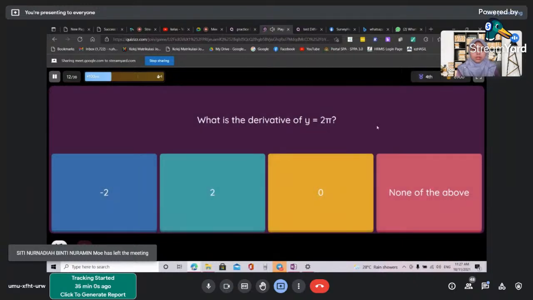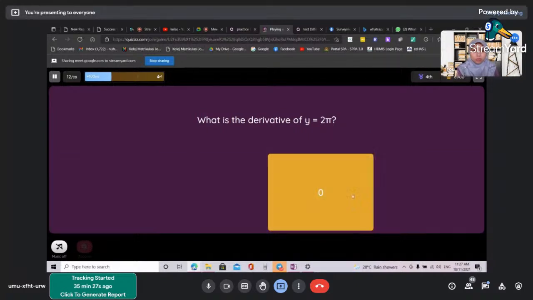Okay, now this is the easy one. Differentiate 2 pi. Differentiate 2 pi is equal to apa? 2 pi is a constant. Differentiate a constant is zero. Zero lah. Differentiate constant is 0.